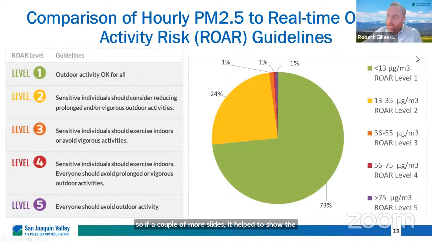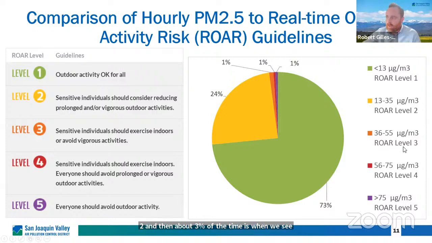This is just a pie chart to show those same concentration numbers, but as a percentage. During that period, 73% of the time the air quality was in ROR level 1, another 24% of the time ROR level 2, and about 3% of the time we see concentrations in ROR level 3 and above. This is not to take away from the importance of those very high concentrations that were observed, especially in ROR level 5, but just as an overall context of how often these are occurring. This is what we're seeing.